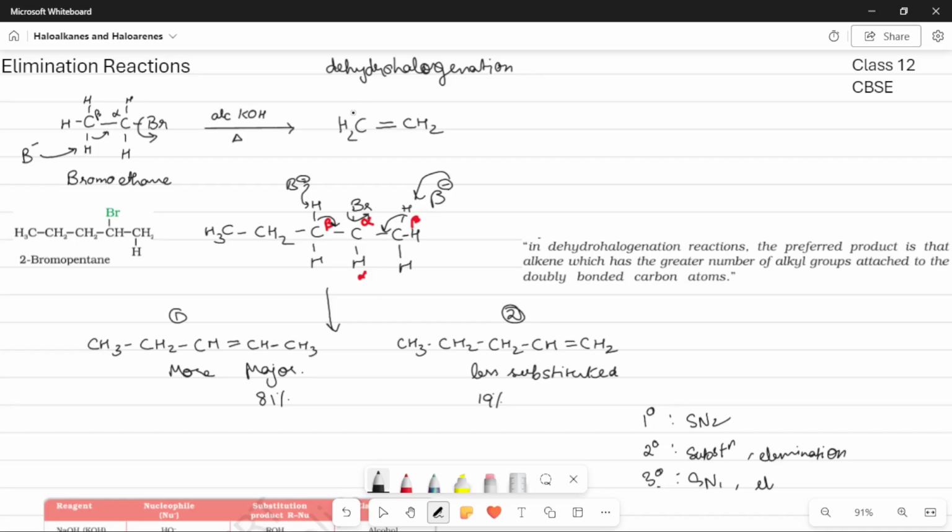And the third one is there is a possibility for these haloalkanes to either undergo elimination or substitution. This is entirely dependent on two factors. One is the strength and the size of the nucleophile, and the second is the nature of the haloalkane itself. With that, we're done with this particular concept.